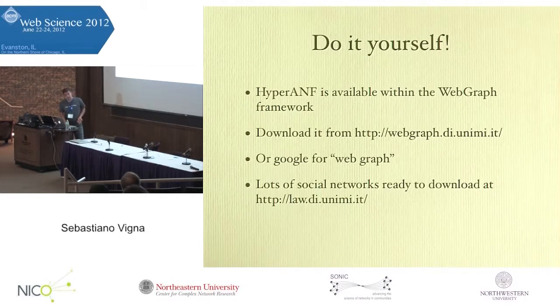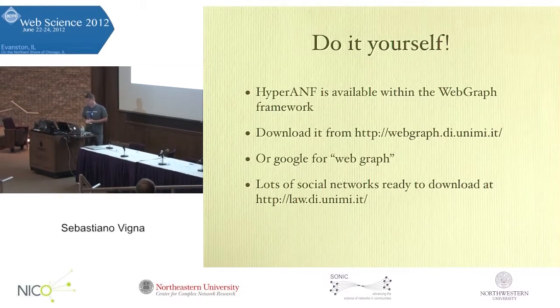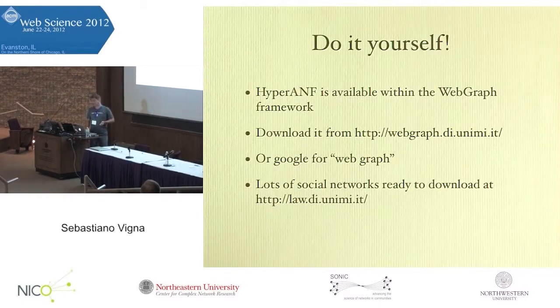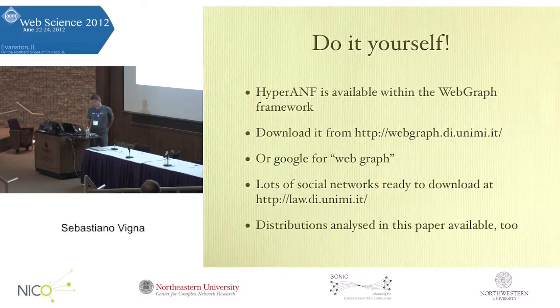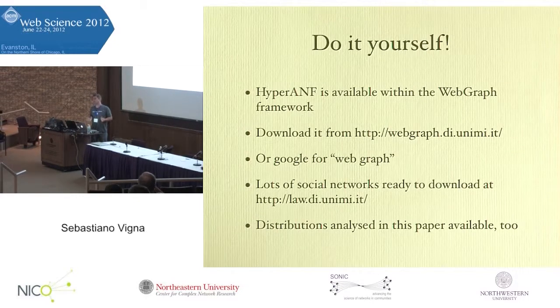So you can do it yourself. This is available as free software. You can just download it. There are also many social networks you can download and experiment with at our lab if you're interested. We tried to distribute all the possible data associated with this paper. We cannot give you the Facebook graph, but you can download all the distributions, even the degree distribution, and do more experiments or verify that our statistics are fine. Every single line of code that has been used to produce this paper is available online as open source software. Okay, I'm over.